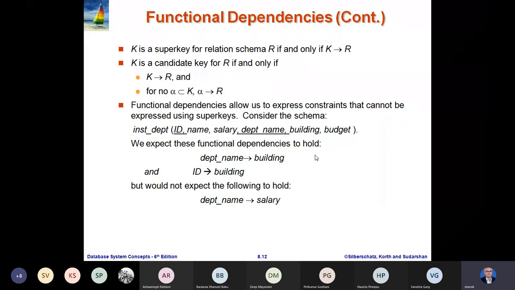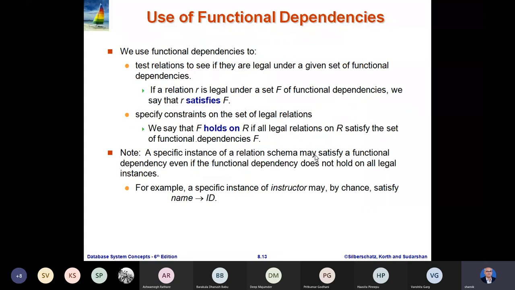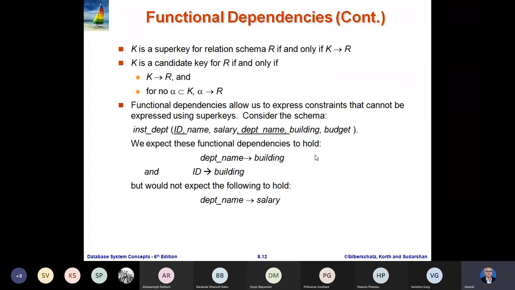And why it is not a good design, and what is the definition of a good design in terms of the functional dependency that we have studied, is going to be in the next slide, which we'll take up in our next class: how we can use these functional dependencies to see which is a good design and which is not a good design.